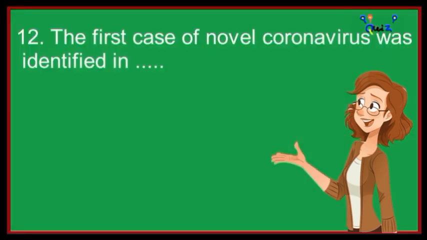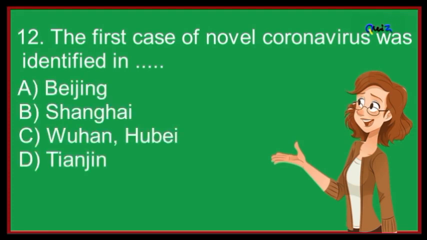The first case of novel coronavirus was identified in, options are, option A is Beijing, option B is Shanghai, option C is Wuhan, Hubei, option D is Yanjing. The correct option is option C.